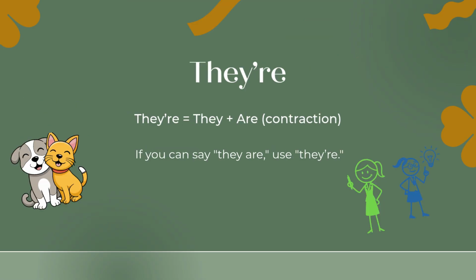Next, they're. They're is a contraction. It's they are. So here's another trick. If you can say they are, use they're. Now, here are two examples. They're going to school now. They're my best friends.